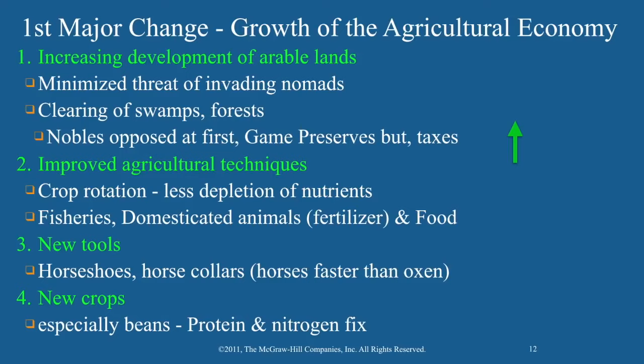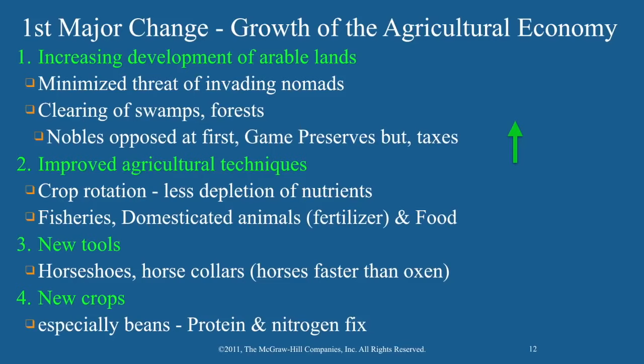They cleared swamps and forests. Originally, nobles opposed this because these swamps and forests were seen as game preserves where these nobles could hunt. However, upon reflection, many of these nobles saw them as positive because tax revenue could go up. If you're a farmer and you aerate the land and start making a farm on there, well, now you have to pay taxes for me to be able to protect you from those crazy nomads showing up and raiding. So even though the nobles were not really happy at the beginning, they changed their minds.